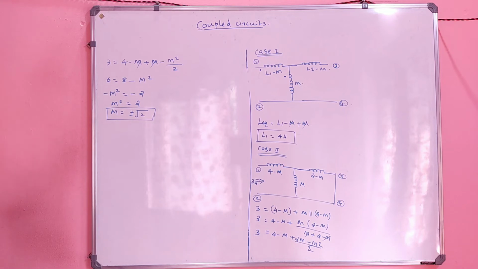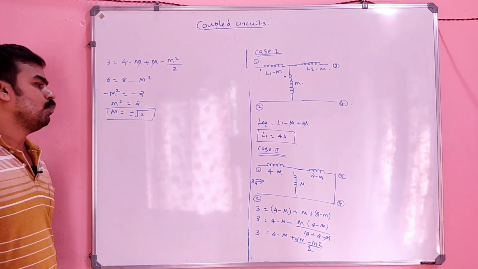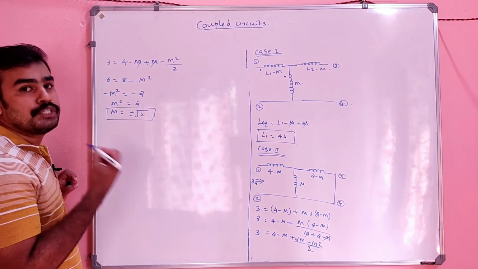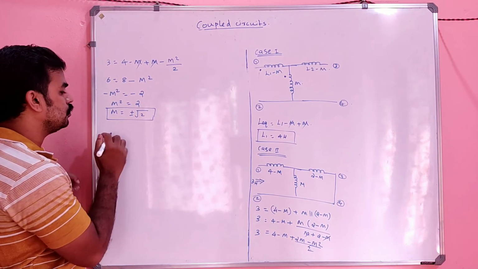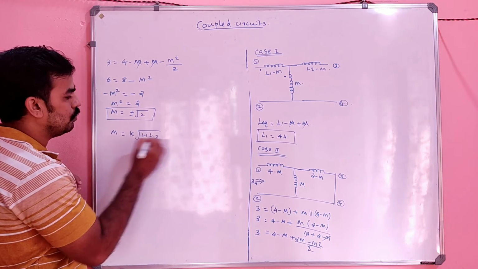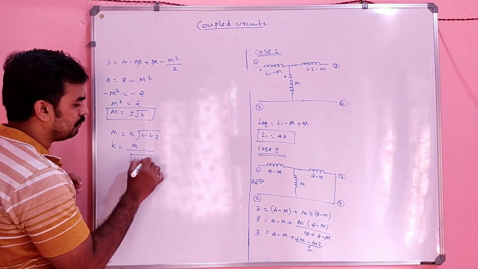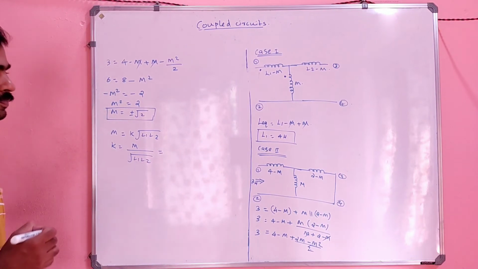Did you get this? M is equal to what? Plus or minus root 2. And we have to find the coefficient of coupling, right? For k, or simply M is equal to, what is the equation? M is equal to k root of L1 L2, or we have k is equal to M divided by root of L1 L2, correct?